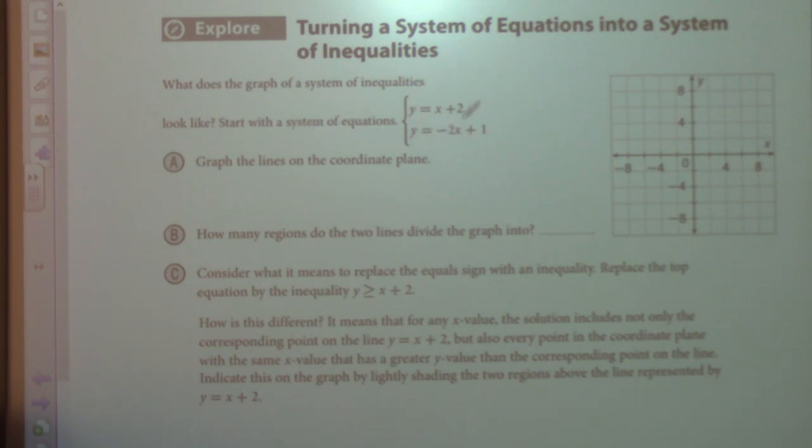Start with the system of equations: y equals x plus 2, and y equals negative 2x plus 1. If we take the first one, y equals x plus 2, and graph this on a coordinate plane, how do we graph this? We're going to recognize that our slope is equal to 1, which is 1 over 1. So where do we start to graph a line that we've been talking about and singing about and doing all kinds of stuff about? Where do we start our line?